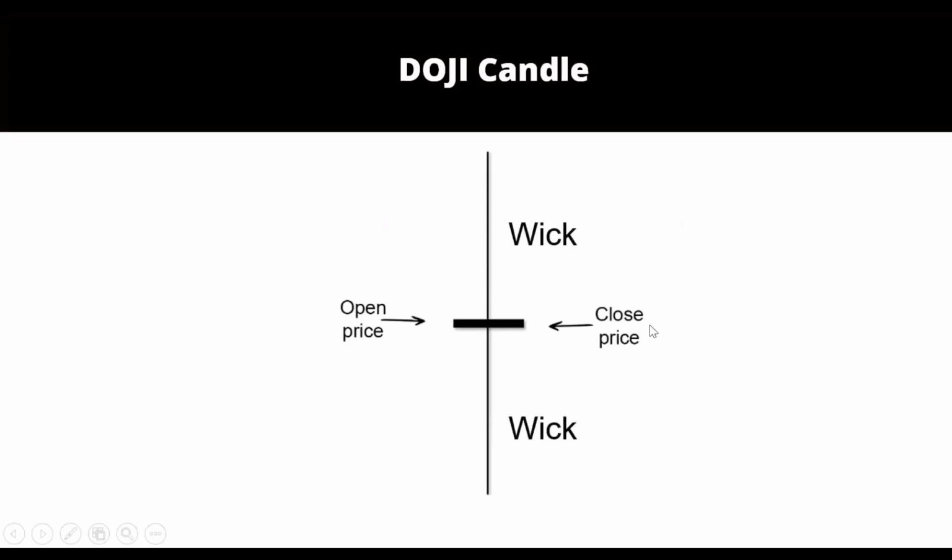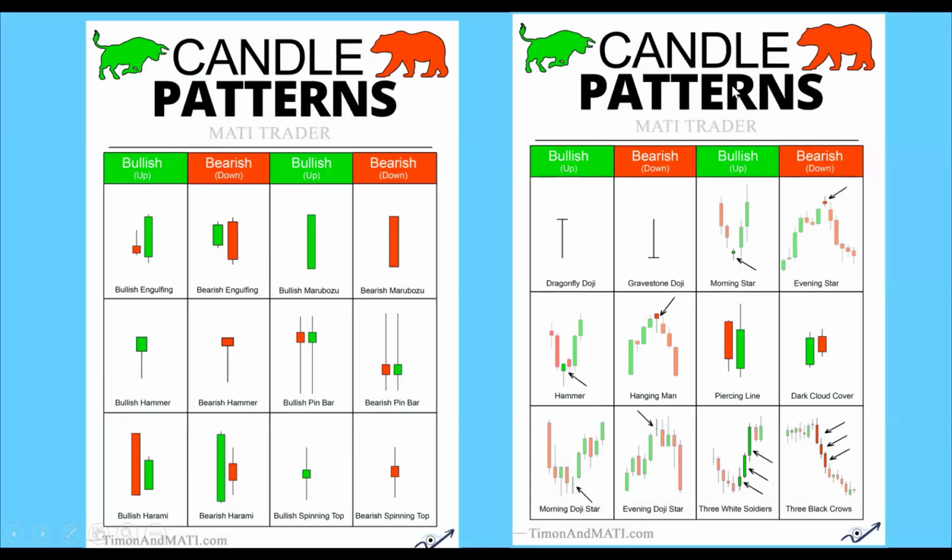And then finally, we have a doji. A doji is where the open price is equal to the closing price. There is no body. Then there are the candlestick patterns, which we will go through later.